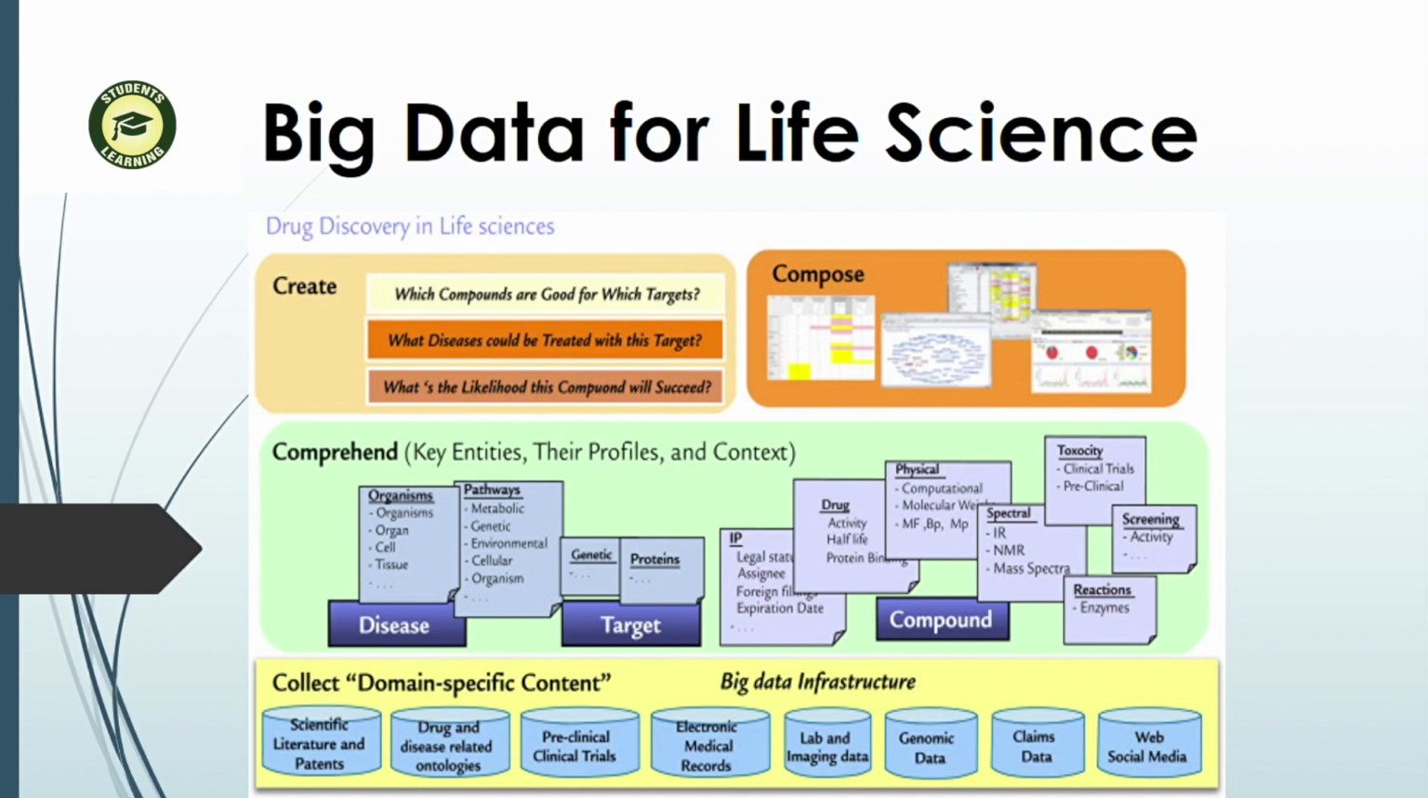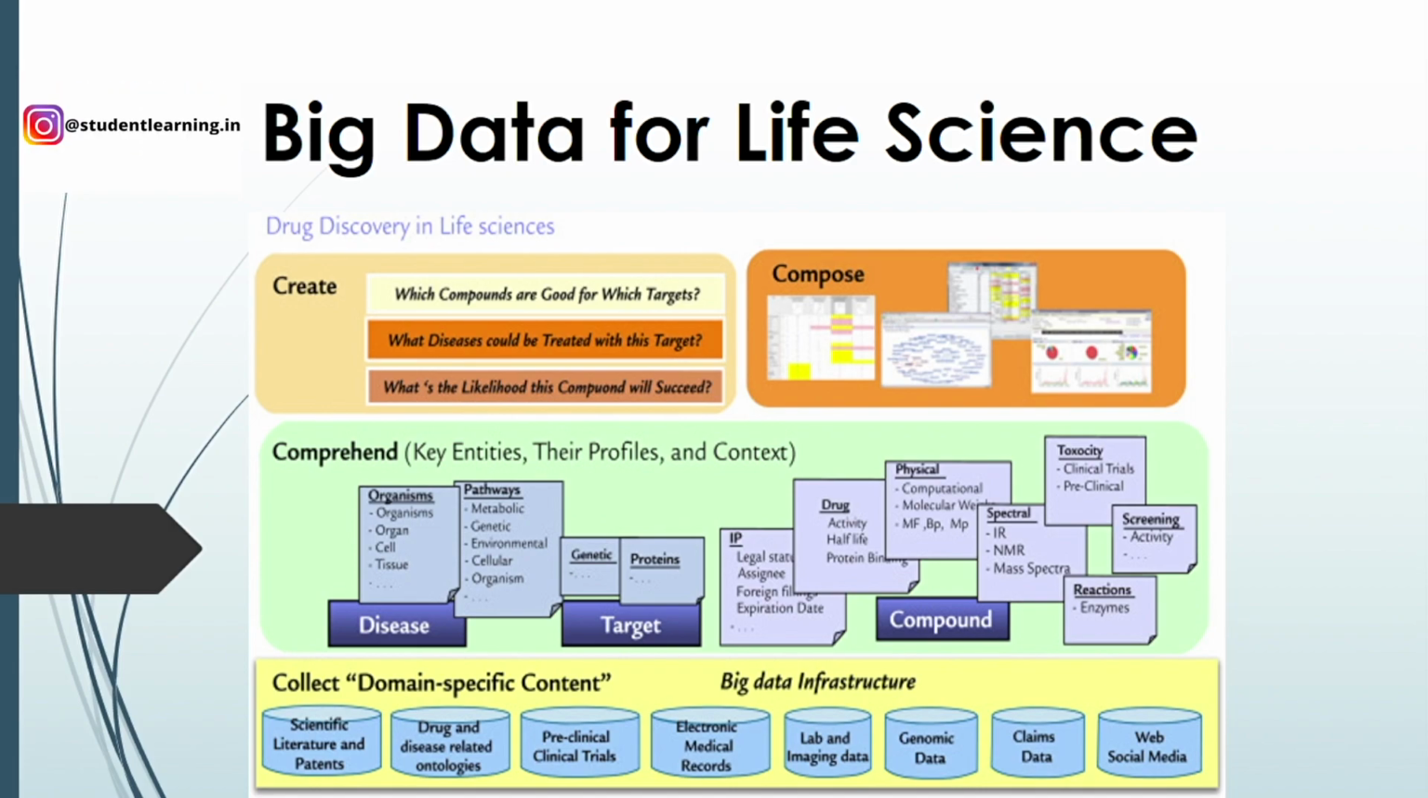In the second phase, we can compose a structure, a biological structure, on the basis of target drugs or on the basis of compounds. The third phase is comprehend, which means key entities and their profile and context. There are three main databases available in this scenario: diseases, targets and compounds. In terms of diseases, there are two tables, organism and pathways. Organism means organism, organ, cell, tissues, and pathways like metabolic, genetic, environment, cellular, organism.